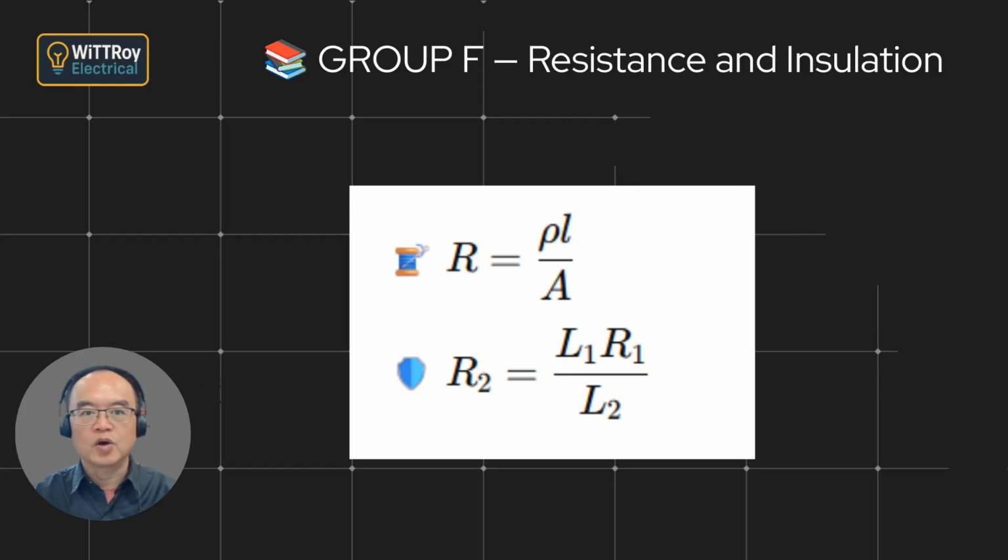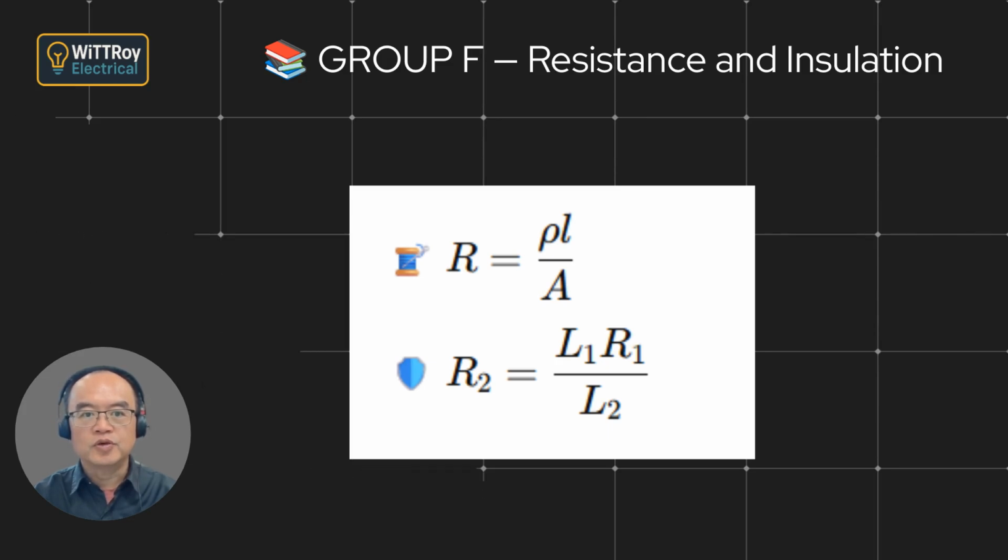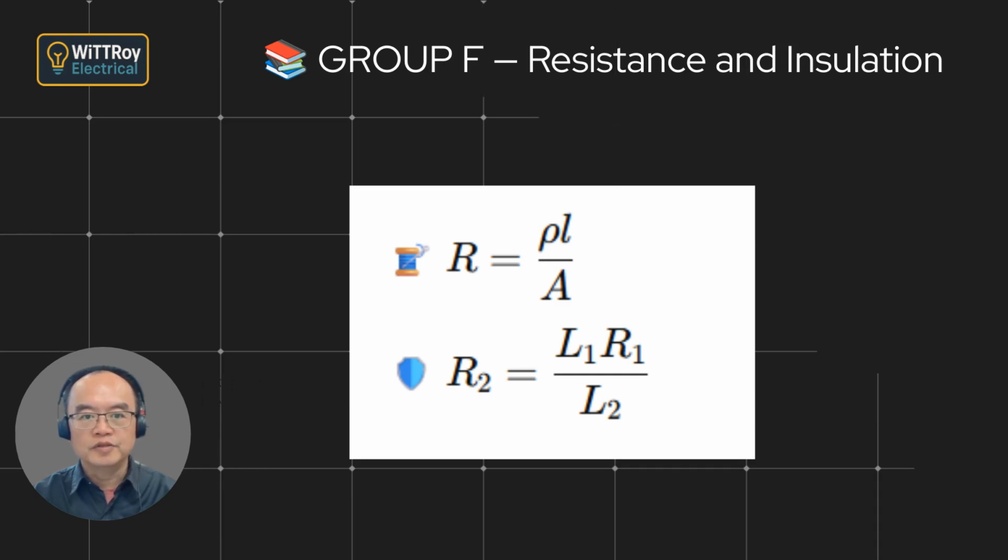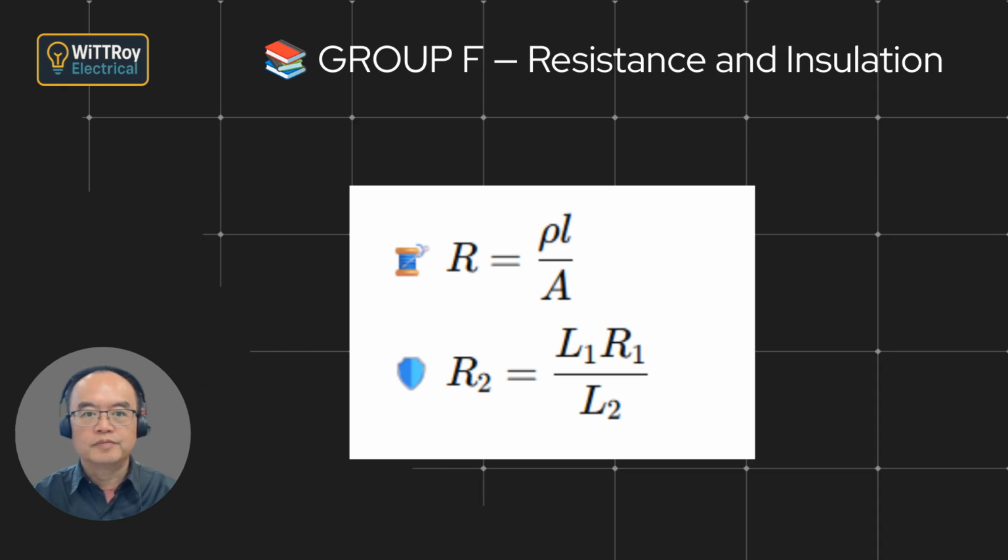The formula is R equals rho L divided by A. This formula calculates the resistance of a conductor. Rho means resistivity in ohm meters. L means length of the conductor in meters. A means cross-sectional area in square meters. Repeat, R equals rho L over A.